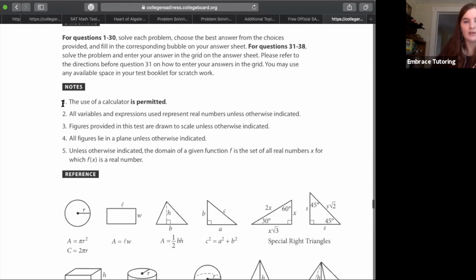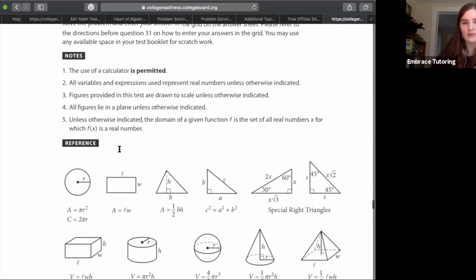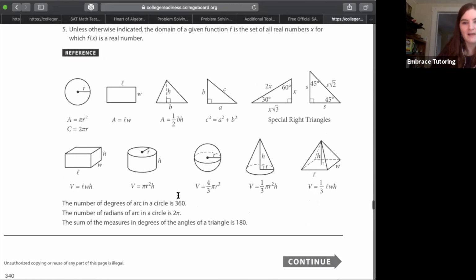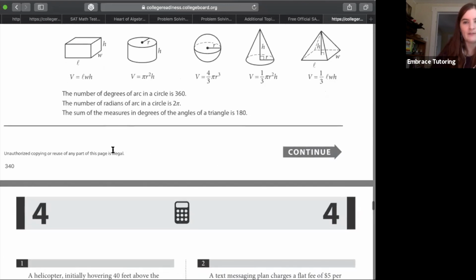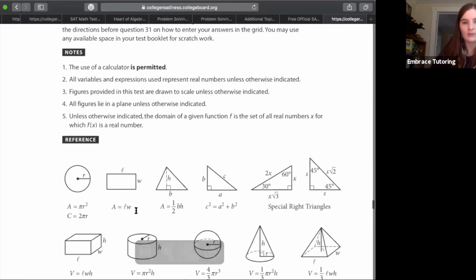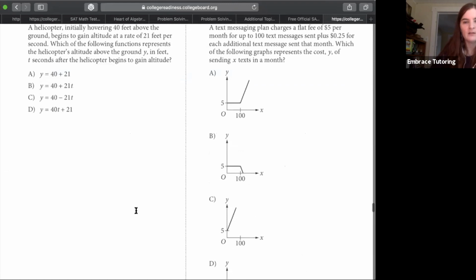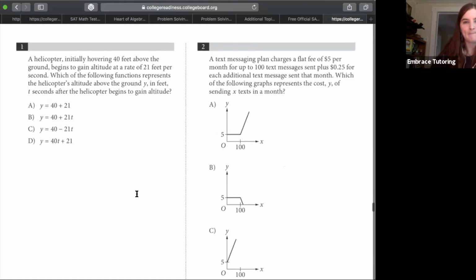And then the only key difference here is really that the use of the calculator is permitted. Everything else is really the same between the two math sections. You still have basically the exact same formula sheet, and again, it's equally important for you to know that.